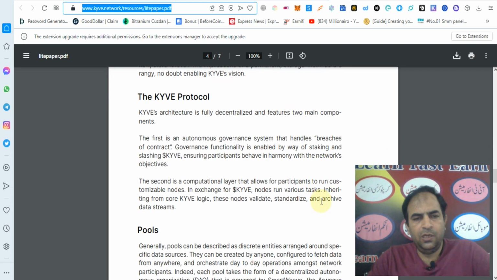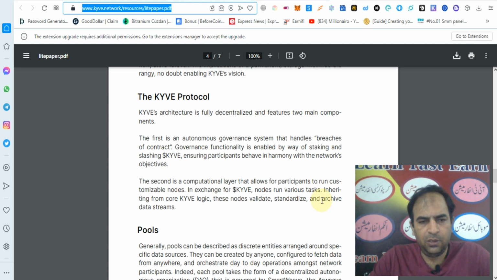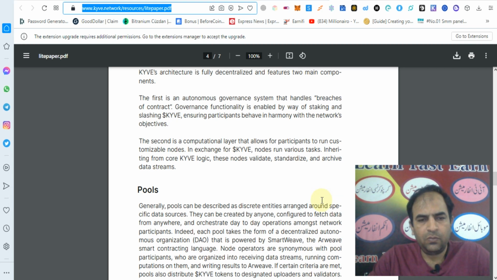The KYVE protocol architecture is fully decentralized and features two main components. The first is an autonomous governance system that handles breaches of contract. Governance functionality is enabled by way of staking and slashing KYVE, ensuring participants behave in harmony with network objectives. The second is a computational layer that allows participants to run customizable nodes in exchange for KYVE. Nodes run various tasks inheriting from core KYVE logic. These nodes validate, standardize and archive data streams.